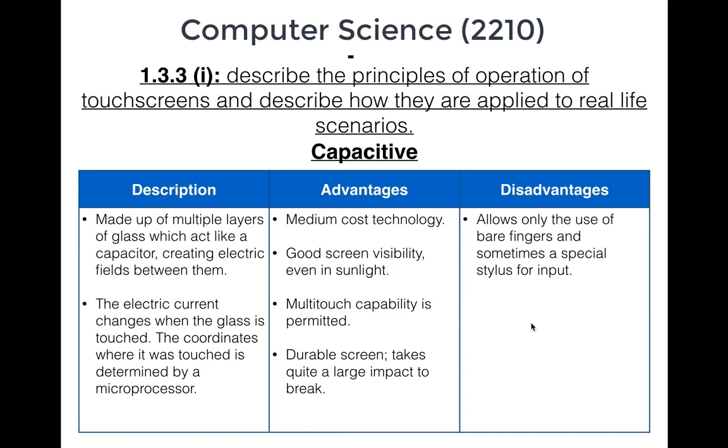The only real disadvantage of capacitive is that it allows only the use of bare fingers and sometimes a stylus for input. Now, this might be considered an advantage, actually, because what else are you going to touch the screen with? And also, if it allows fingers only, then you could keep it in your pocket without having to worry about your pants touching the screen, which is quite annoying. But yeah, it's considered a disadvantage because you might want to touch the screen with some other stuff if need be.